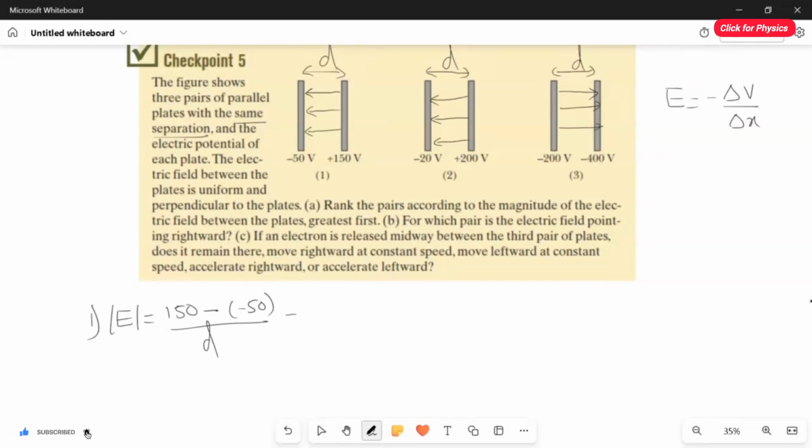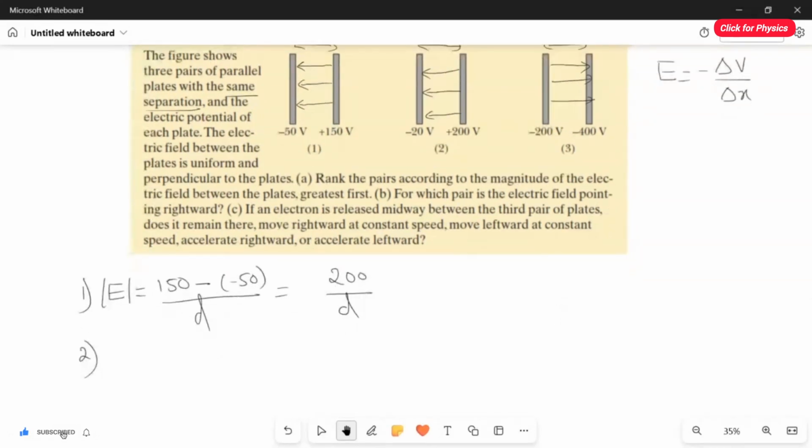So we can write it like this: 150 minus of minus 50, minus into minus becomes plus. What is the answer here? 200 over d for the first. Likewise, I have to do the same thing for the second one. For the second one, the magnitude of the electric field equals 200 minus of minus 20, over d. So here we got 220 over d.